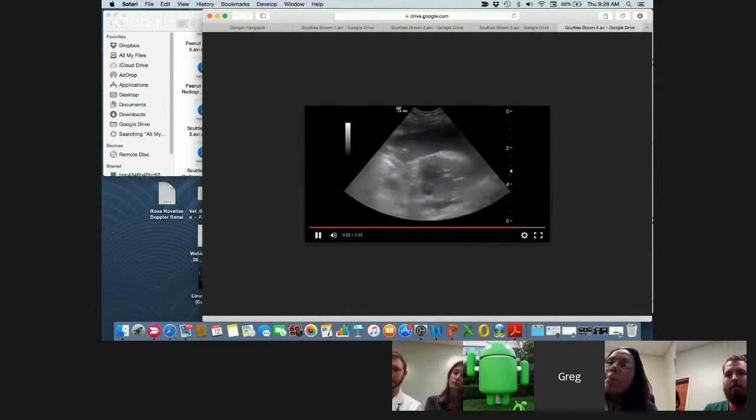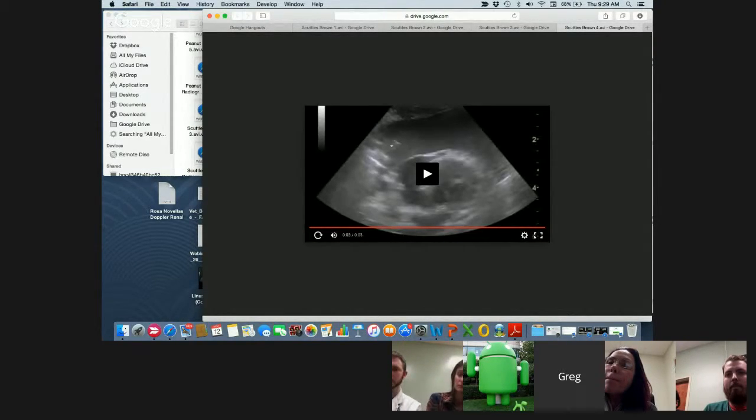This is air-filled lung that keeps floating back and forth where my mouse is now. Can you see my mouse when I move it? Yes.